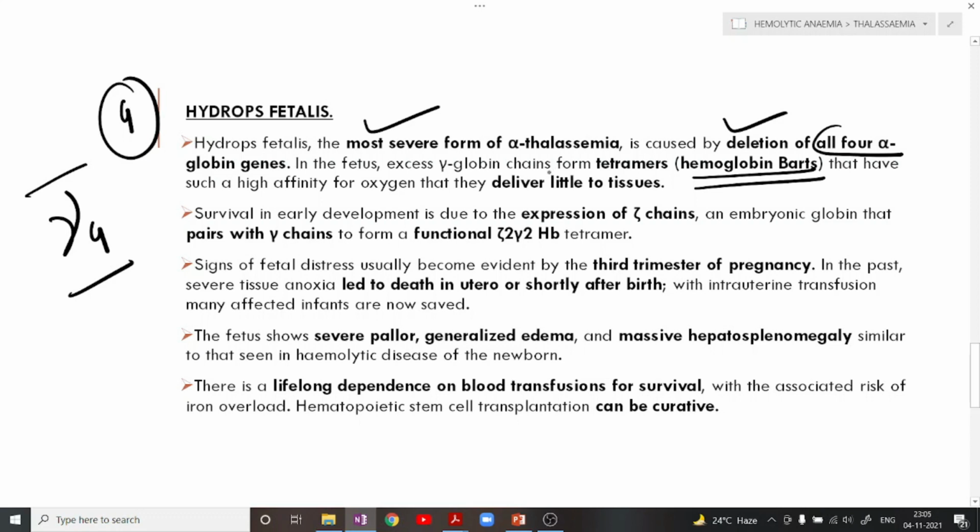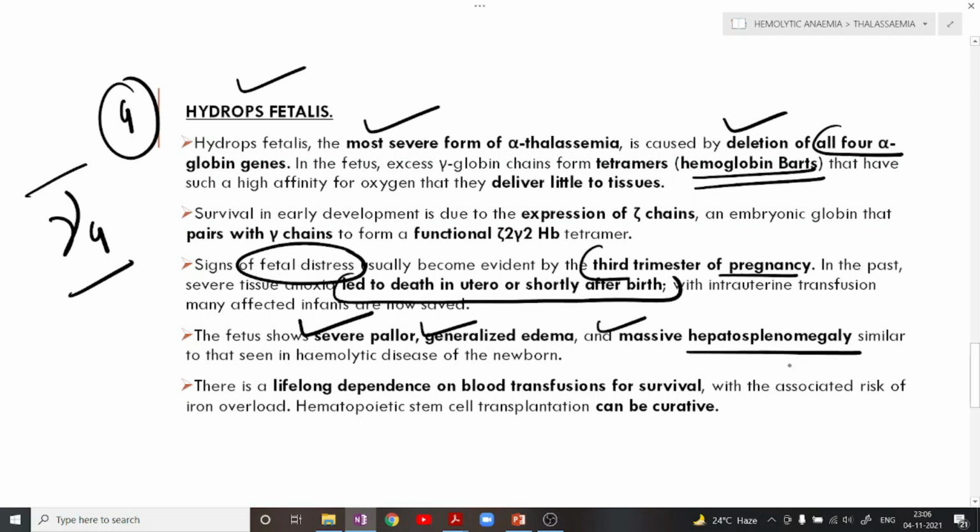like HbH. Now remember one thing, such individuals with hydrops fetalis develop fetal distress by the 3rd trimester of pregnancy. Previously, without any kind of blood transfusion, death in utero used to happen, but now with blood transfusion the children are getting born, and such children suffering from hydrops fetalis have severe pallor with generalized edema and massive hepatosplenomegaly, similar to that seen in hemolytic disease of the newborn.